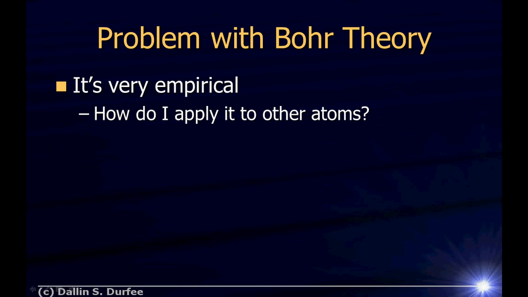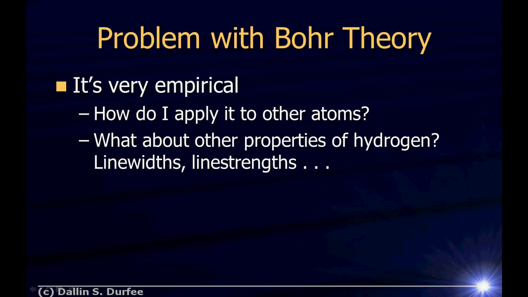So because it's empirical, how do we apply it to other atoms? We've got this great theory for hydrogen. It's not a great theory because it doesn't apply to other atoms. It doesn't even tell us everything we want to know about hydrogen. It doesn't tell us the line widths and the line strengths. The wavelengths that come out of hydrogen are not exact colors; there's a little spread. Where does that spread come from? Why do some transitions happen more often than other transitions? It doesn't tell us that.